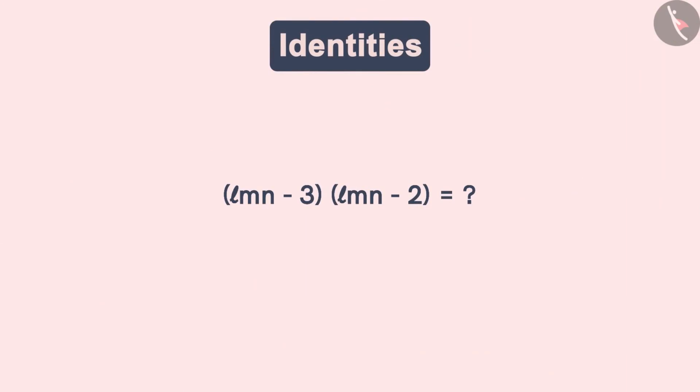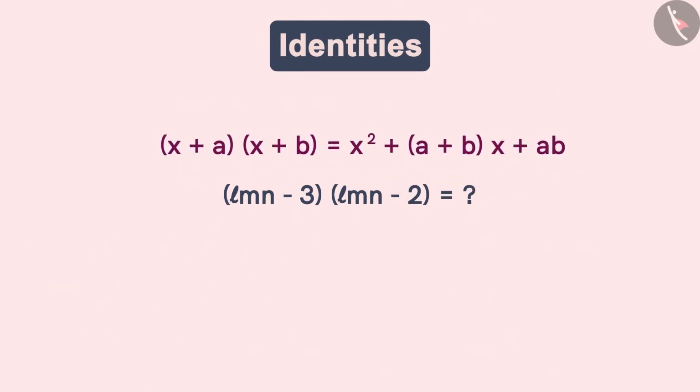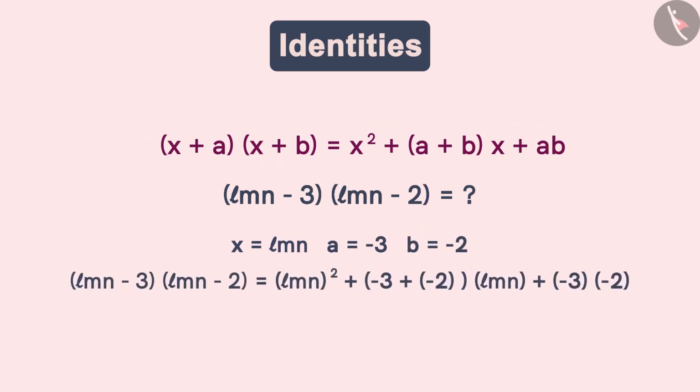Can you tell me what will be the product of this? Again, we can apply this identity. Here x can be taken as LMN, a is minus 3 and b is minus 2. Let's substitute them in the identity. After further simplification, we get this as our final answer.